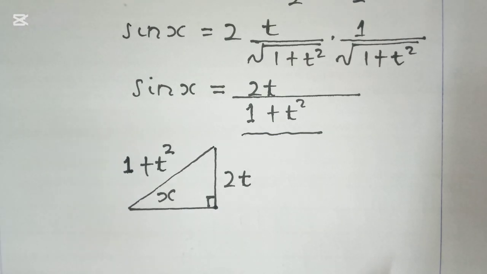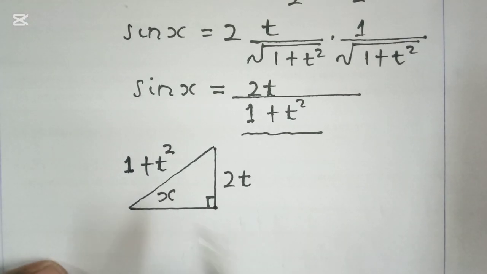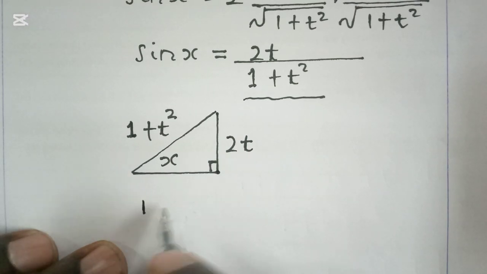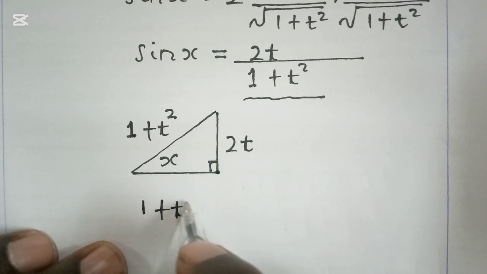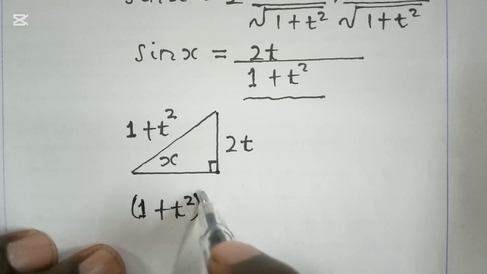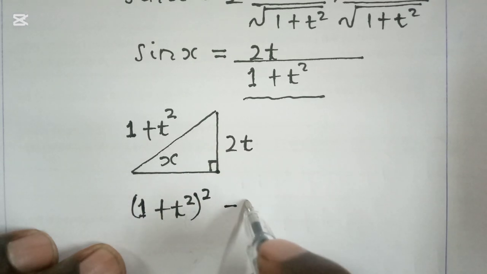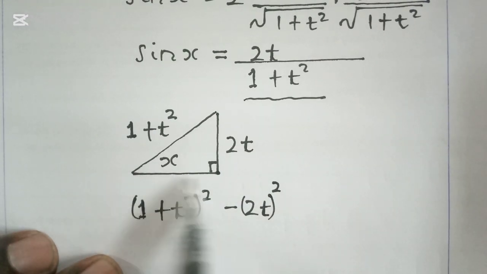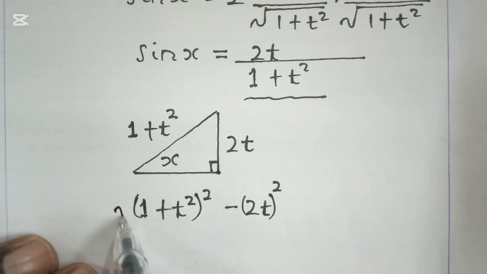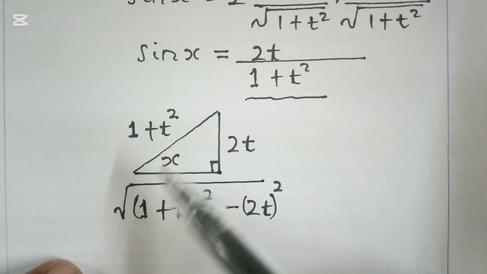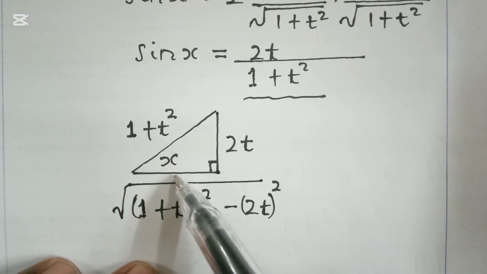For us to be able to get the adjacent, we also use Pythagoras theorem, which now we can say it's supposed to be 1 plus t squared. We square that, guys, we square that. Now minus 2t squared. Guys, this is that side when we now look for the square root. So having that square root, guys, now we have our side, this adjacent.